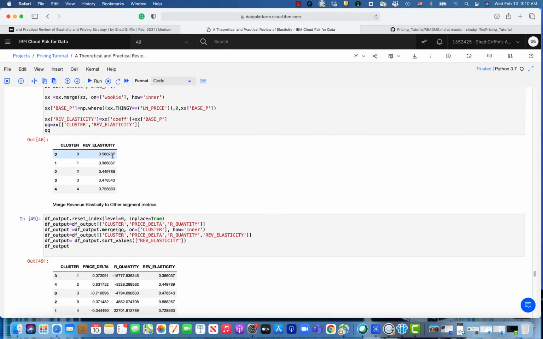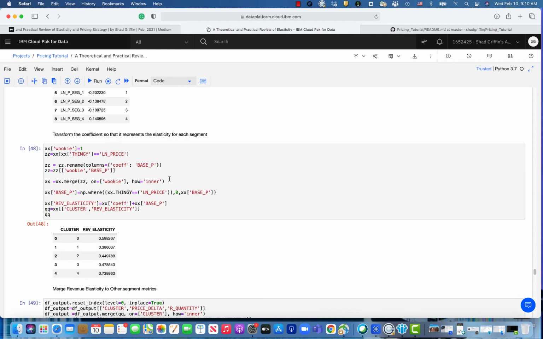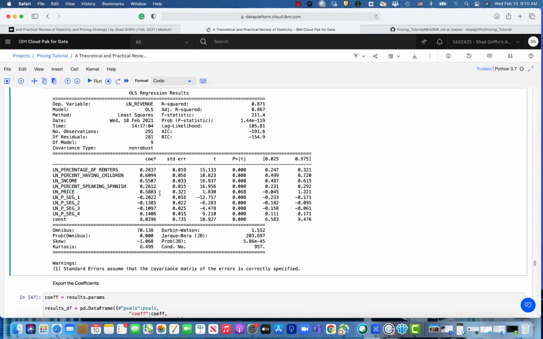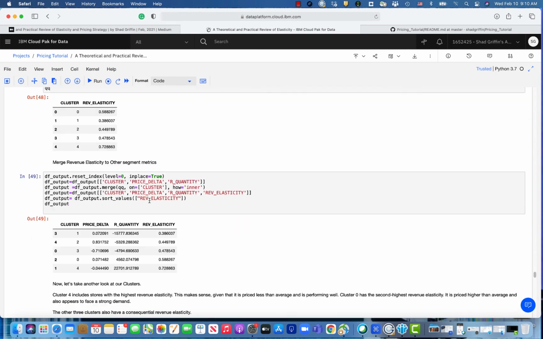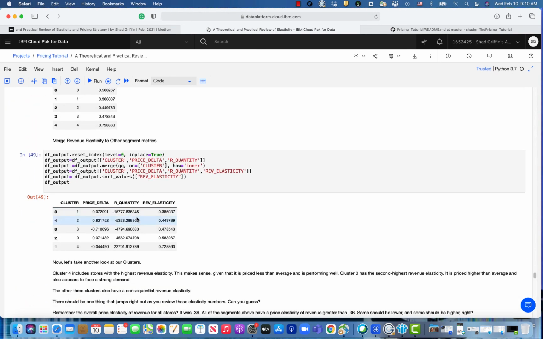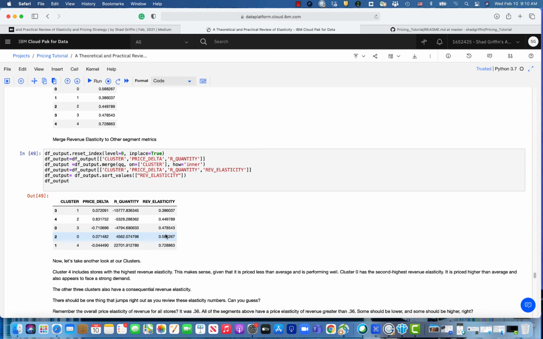So this is the revenue elasticity for each individual store. And if you don't understand how I got there, just Google interactive dummy variables and ordinary OLS regression, and you can see how I'm getting those numbers based on the math behind this regression equation. But here I put it all together. So for cluster 1, we have the price delta, the residual quantity, and the revenue elasticity. Cluster 2, we have the price delta, the residual in revenue, and the revenue elasticity all the way down.